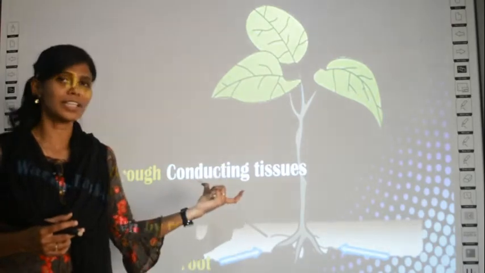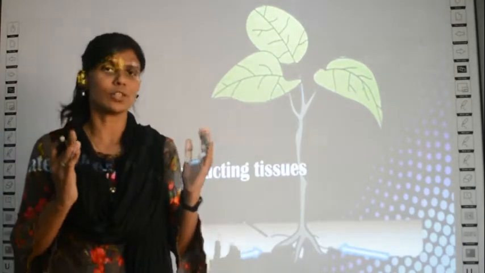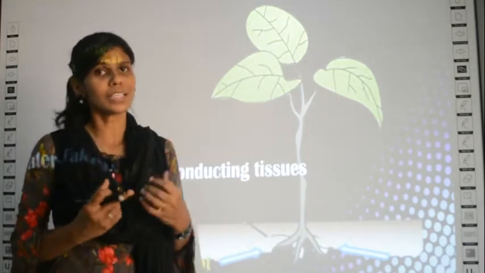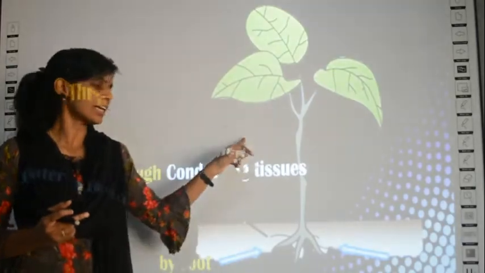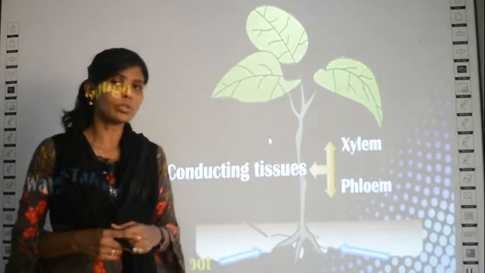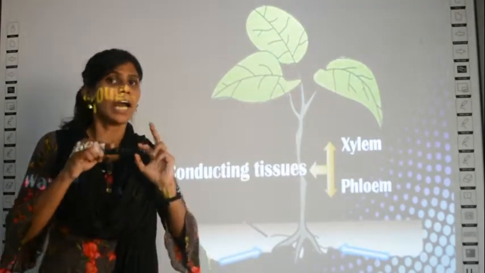What are conducting tissues? Inside the plant, what are tissues? A group of cells, no? So conducting tissues are also groups of cells. What do these cells do? There are two types of conducting tissues called the xylem and the phloem. What are the two conducting tissues? You have to be familiar with these terms, xylem and phloem.